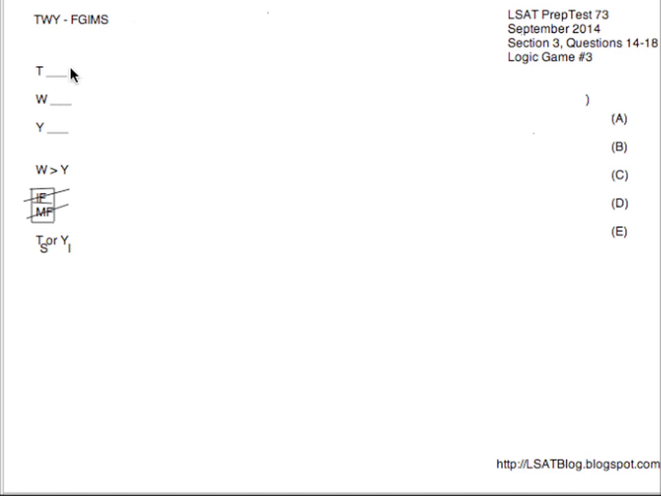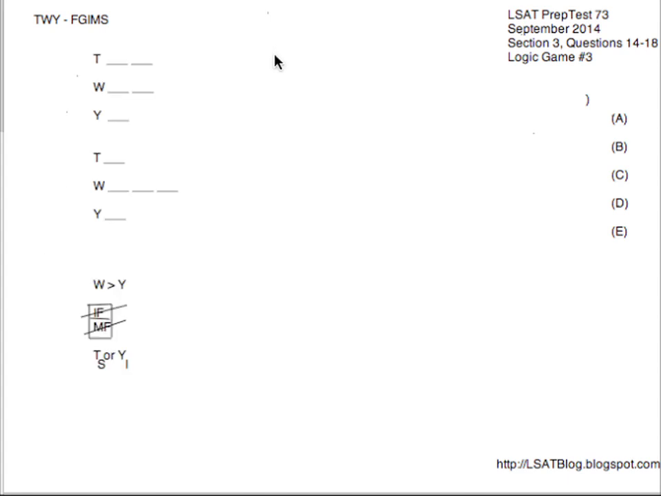Either T has 2, W has 2, Y has 1, or T has 1, W has 3, Y has 1. Those are the two different ways that this game can break down, so I'll lay out those two different major possibilities now. So here we are, and that's pretty much the initial setup for the game. Not a whole lot to do other than realizing that distribution of spaces to families, and then we can go ahead and jump into the questions.